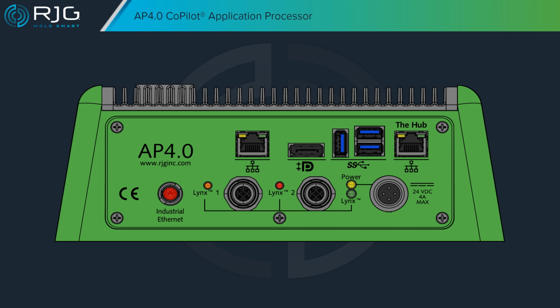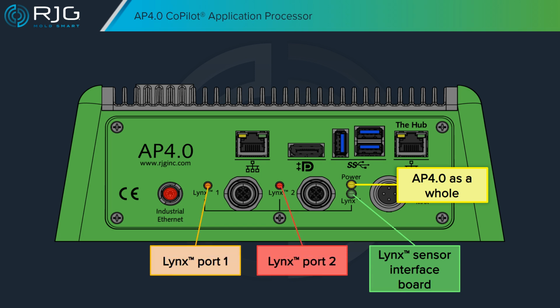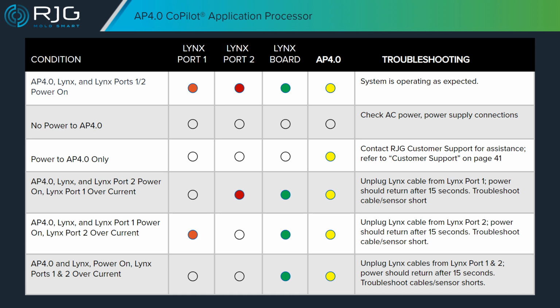The AP4.0 has 4 LED lights that indicate power supply. These indicator lights are for the AP4.0 as a whole, yellow; the Lynx sensor interface board, green; Lynx port 1, orange; and Lynx port 2, red. This table, located here and in the product manual, can be used to help troubleshoot issues based on the LED lights.